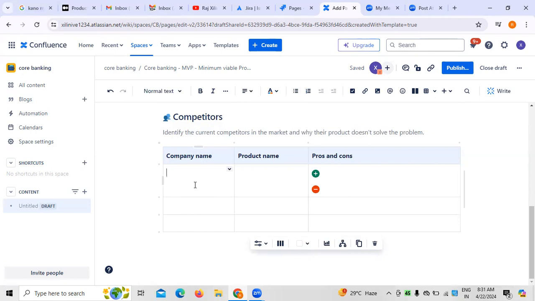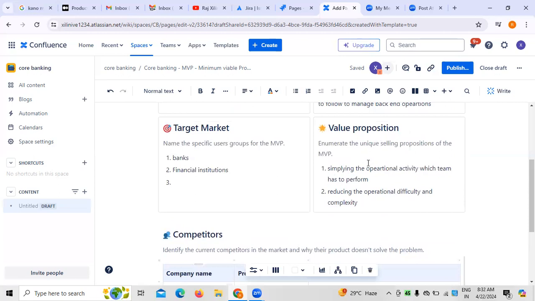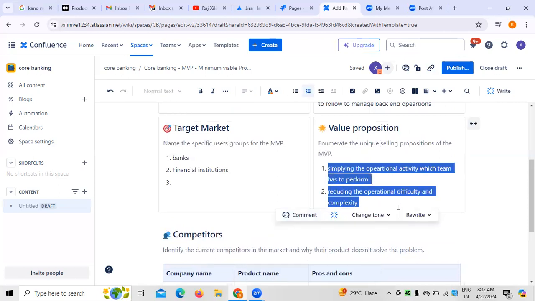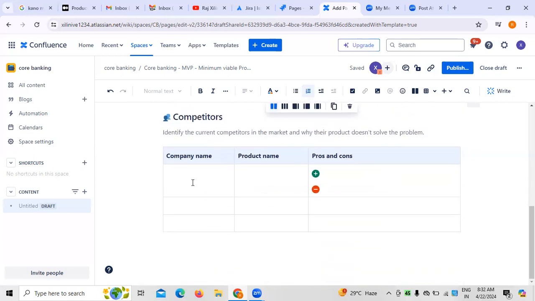Because for every product, there will be a name. And what is their SWOT analysis? Strengths, weaknesses, pros and cons. What are the benefits that product has, and what are the negatives, meaning what they are not offering? Based on that, the USP will be decided. That's the reason I have taken these two USPs. They are based on the observation we have made in the competitor analysis. This sort of understanding is essentially required.